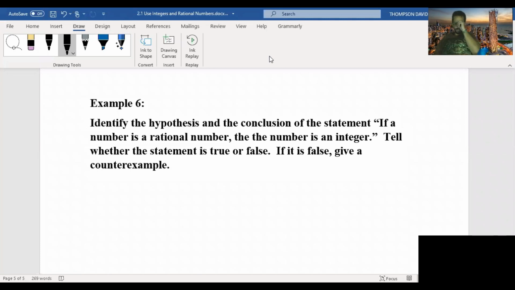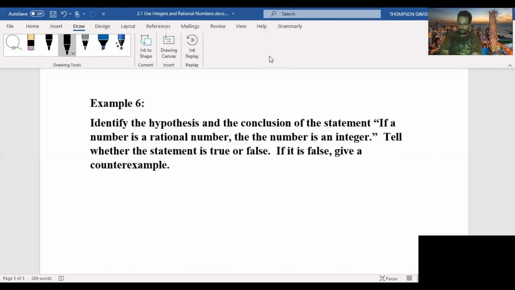Example 6. Identify the hypothesis and the conclusion in this statement. If a number is a rational number, the number is an integer. Tell whether the statement is true or false. If it is false, give a counterexample, or in other words, a situation where it is false.